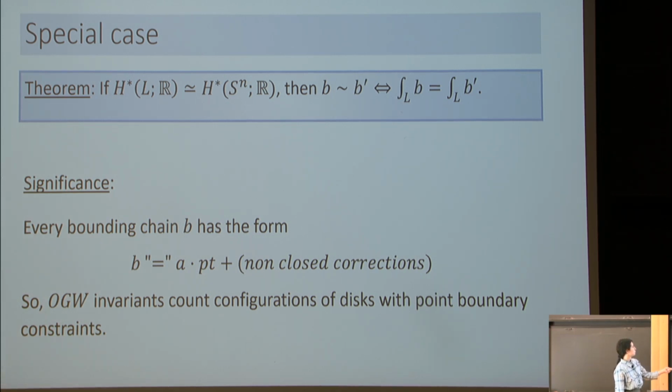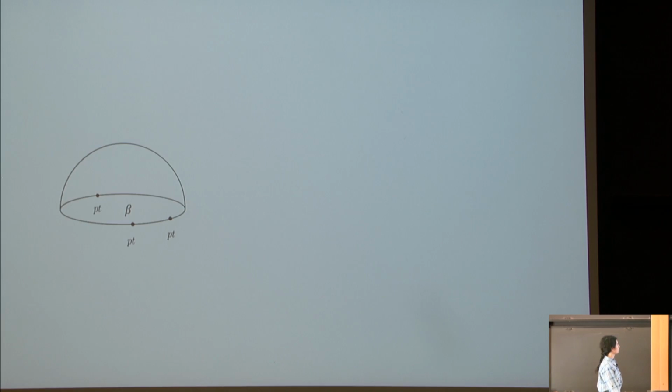And so in that sense, when you take those B's as inputs for your generating function, what you get in the end of the day is invariants that count configurations of disks with point constraints. And let me illustrate. If you were to count, say, invariants of degree beta, with 3 marked points on the boundary that are restricted to be mapped to points. So those are the constraints I impose on those marked points.